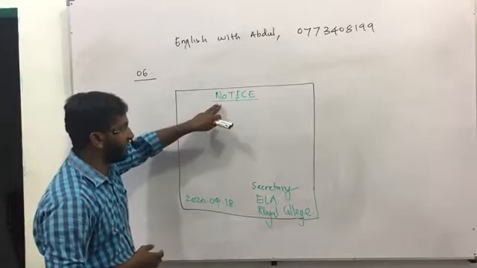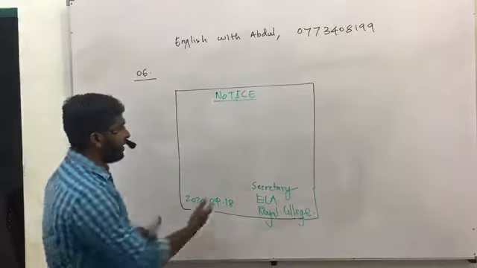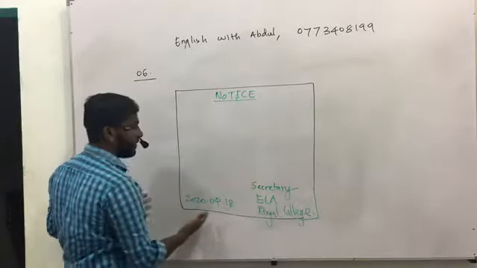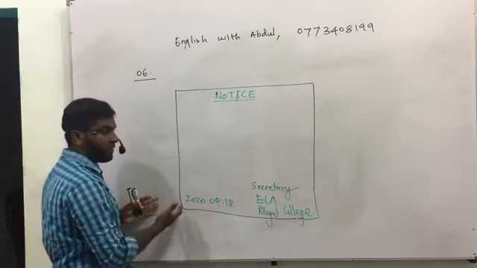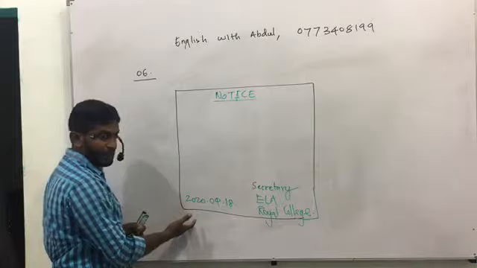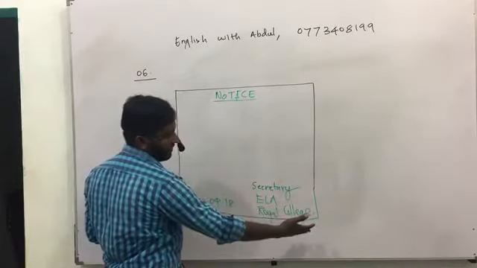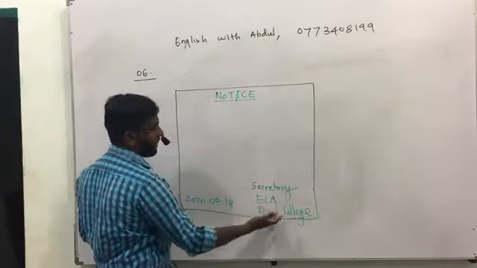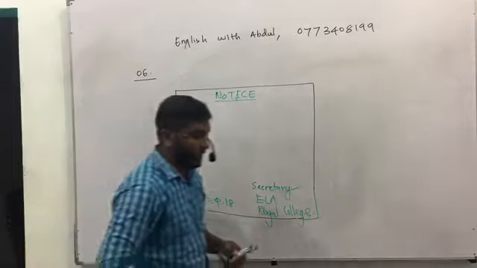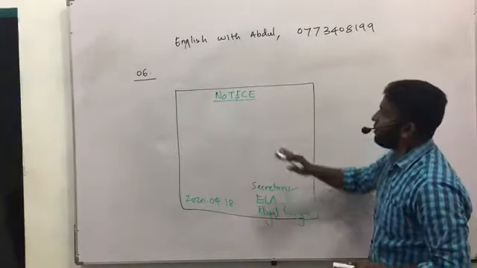You see here, there is a heading, we have put Notice. On the left hand corner at the bottom, you have to write the date, and on the right hand corner at the bottom, you have to write the person who is writing this notice, right?